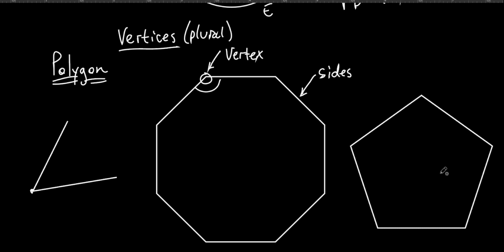How many sides does this polygon have? 5. It also has the same number of angles, doesn't it? If you count up all the angles, 1, 2, 3, 4, 5, 6, 7, 8. There's 8 angles on there. There's 5 sides, 5 angles. There's 8 sides, 8 angles. Everybody got it? That's important to know as well.